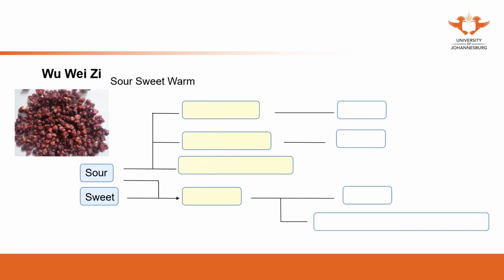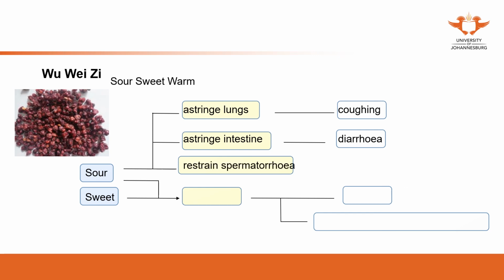五味子 is sour, sweet, and warm. We have introduced that sour can astringe. Astringing the lung can relieve coughing. Astringing the intestine can stop diarrhea. It can also stop spermatorrhea. That is astringing from the sour. Sweet and sour can generate yin. So the herb itself can generate yin and be used for yin deficiency, such as thirst.